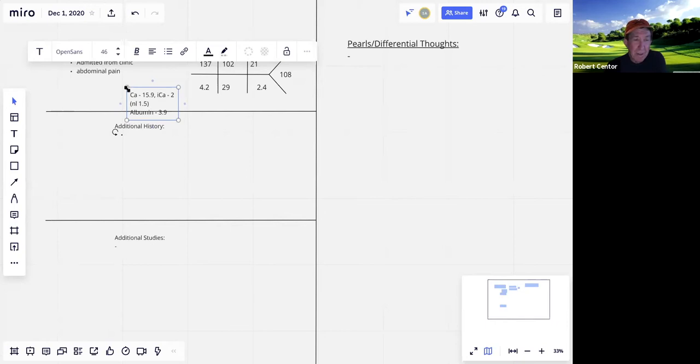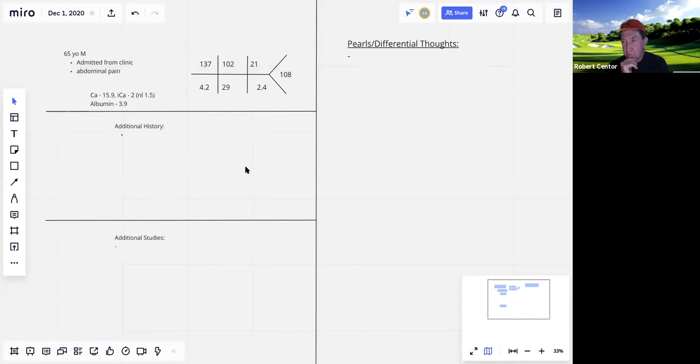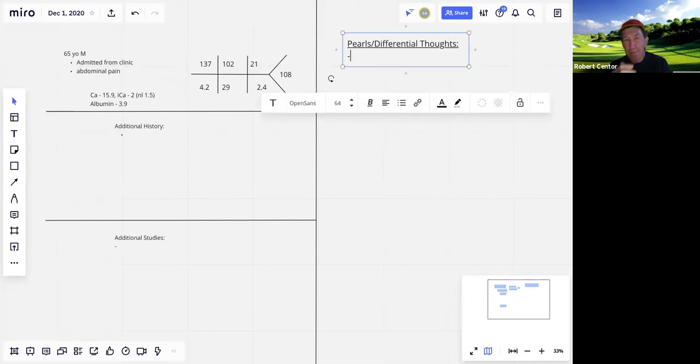Okay, I'm going to suggest we reframe this. So a calcium of essentially 16 is really unusual. Normal calcium is somewhere in the 8.5 to 10.2 range. This is an extraordinarily high calcium. Extraordinarily high calcium has a different differential than modestly high. This is not someone who you work up in clinic. This is someone that you admit.